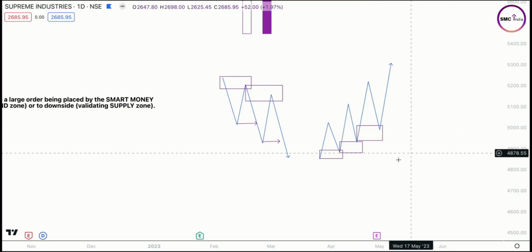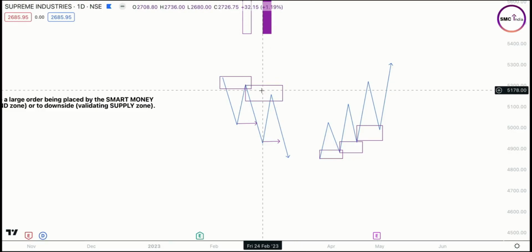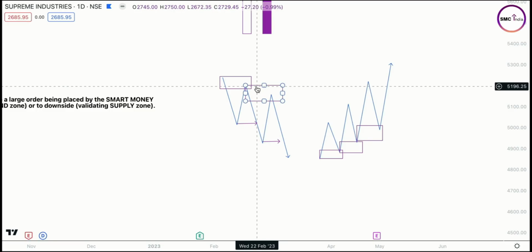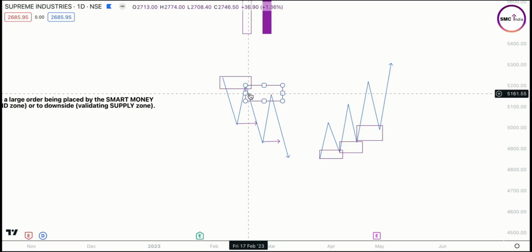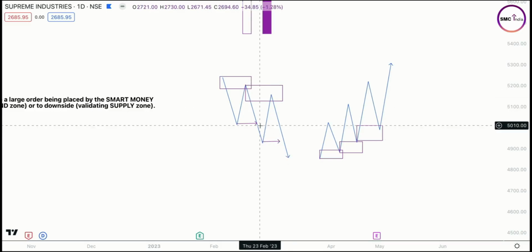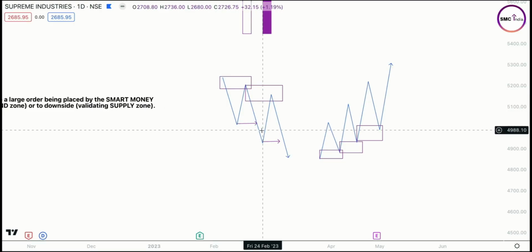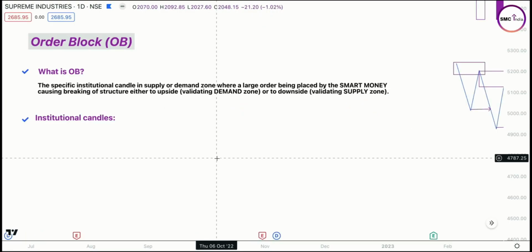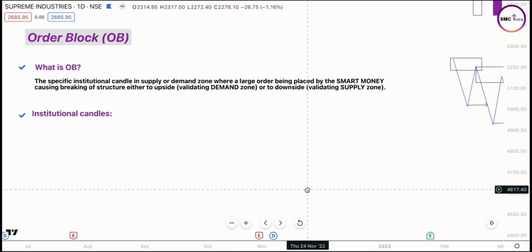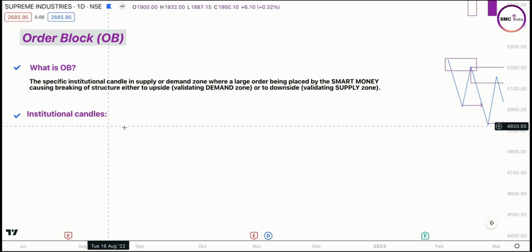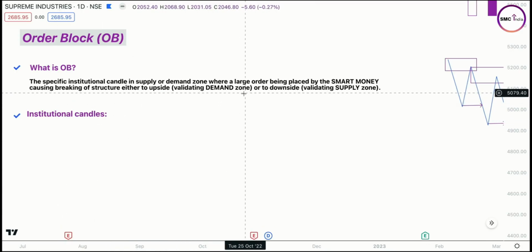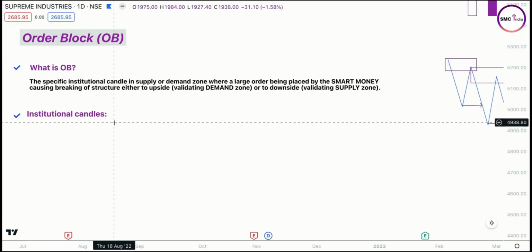So you could identify these as zones, but when you place your trades, you need to understand the order blocks, because you have to target the specific candles which result in the breakout structure to the downside. So the specific institutional candles which cause breakout structure to the downside are the order blocks. Now you have understood the order blocks. So now coming to the institutional candles. What are institutional candles? The specific candles which cause breakout structure to the upside or downside are the institutional candles.